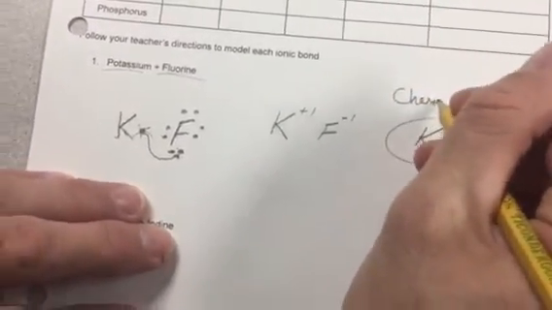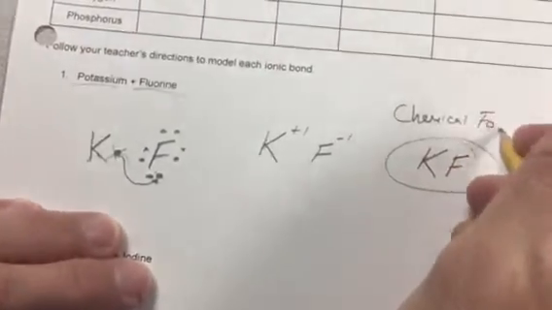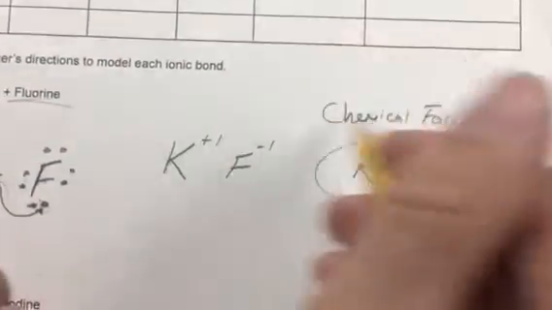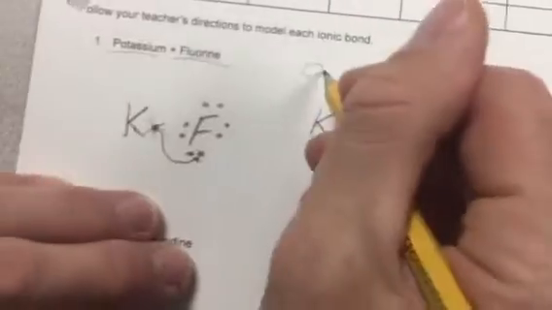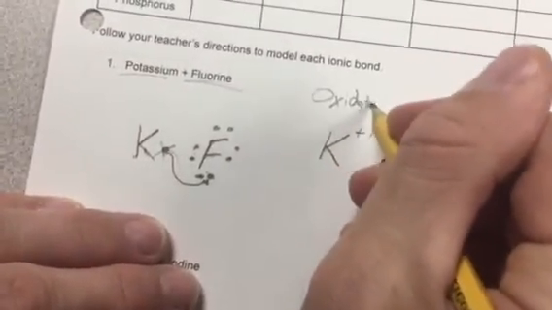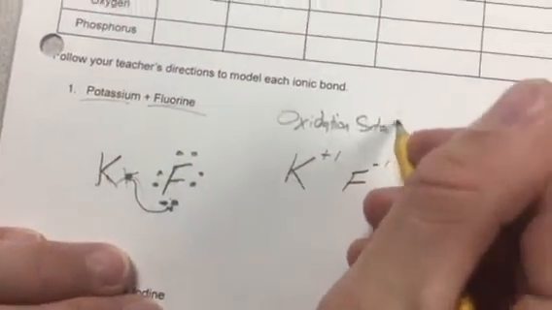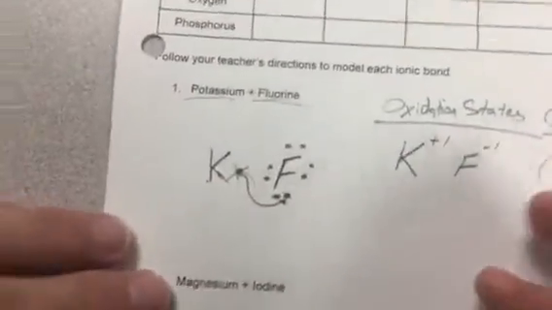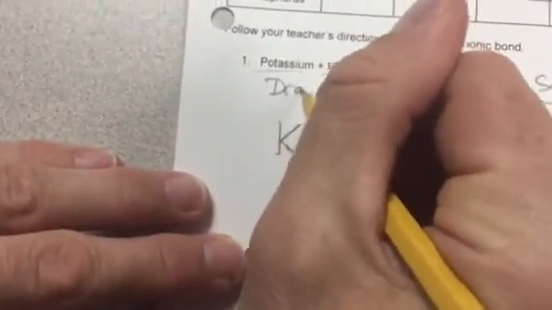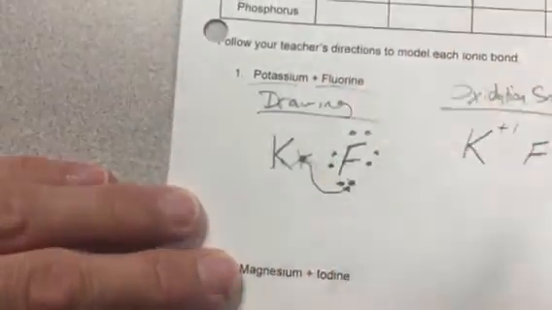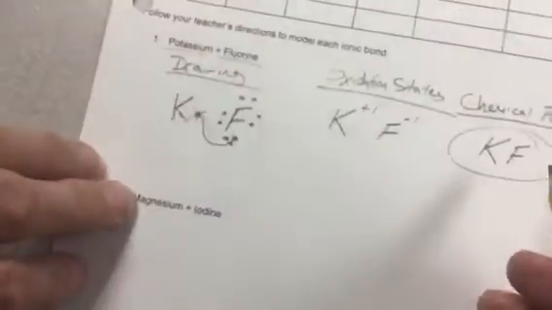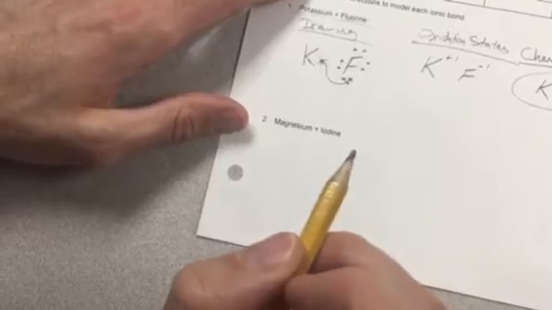So we're going to end up with our chemical formula over here. We're going to end up with our oxidation states. And we're going to end up with a drawing of the bonds. And we're going to do all 3 of those for every one of these. I'm going to do this one next, and then I'm going to kick you loose on the back side.